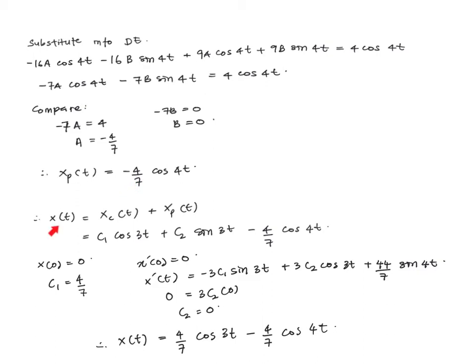Last, x(t) equals x_c(t) plus x_p(t), the transient solution plus the steady state solution. So we have this one. Next, the initial conditions x(0) = 0, x'(0) = 0. We use these initial conditions to find C1 and C2. Then x(t) equals this one.